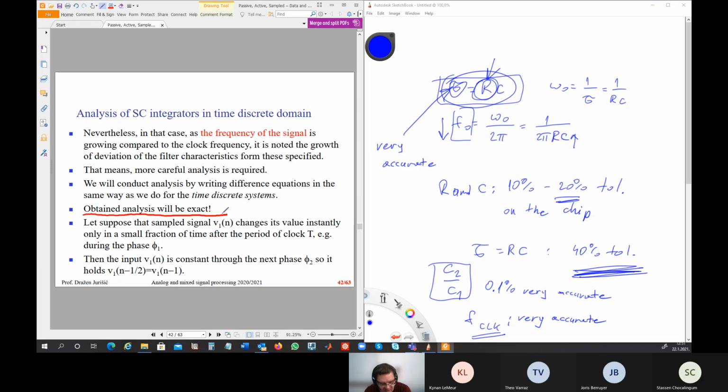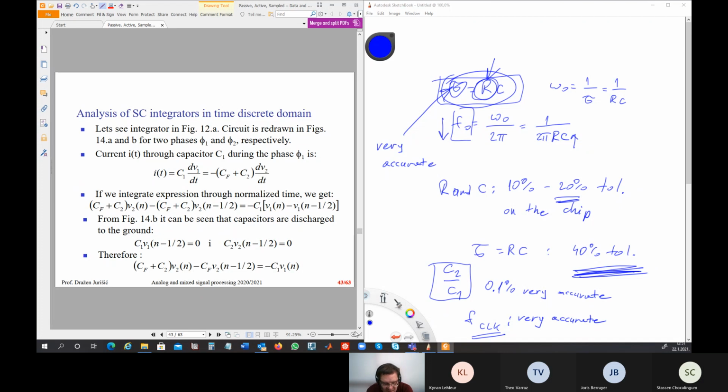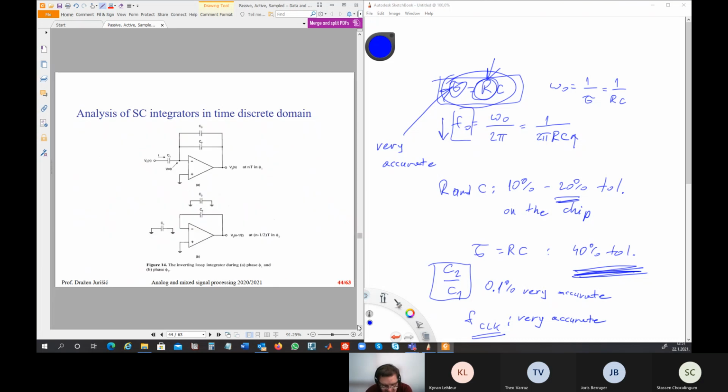Let's suppose that sampled signal V1 of n changes its value instantly only in a small fraction of time after the period of clock T, for example, during the phase V1. And then the input V1 of n is constant through the next phase, so we can write this. This will be used in derivation of the equation. This is the equation. This is the current from this picture.